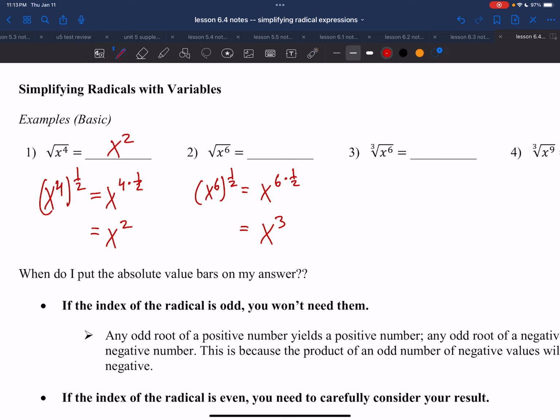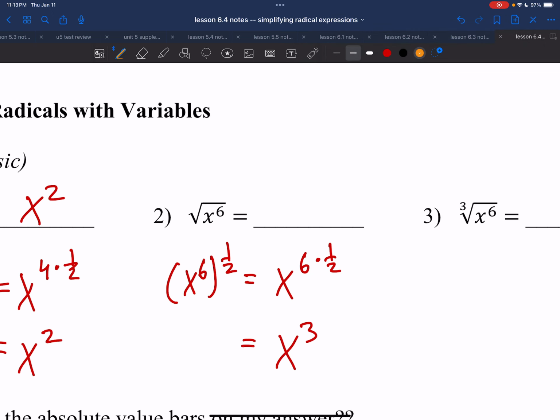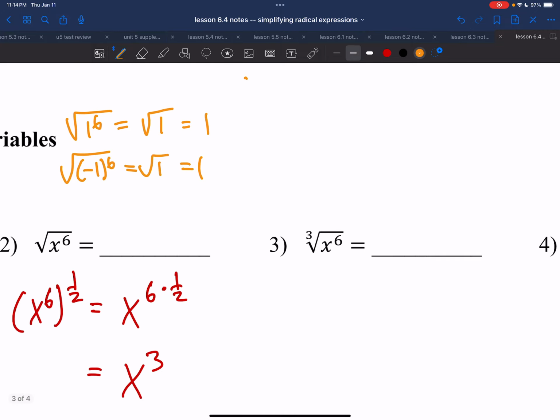Consider that for a second. Can we take an example? Let's put this in yellow. The square root of 1 to the 6th gets me the square root of 1, which is 1. The square root of negative 1 to the 6th gets me the square root of 1, which is 1. So 1 was paired with 1, and negative 1 was paired with 1. That's absolute value x, right? That's what that is.